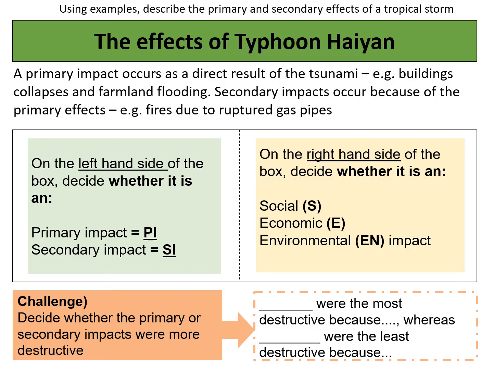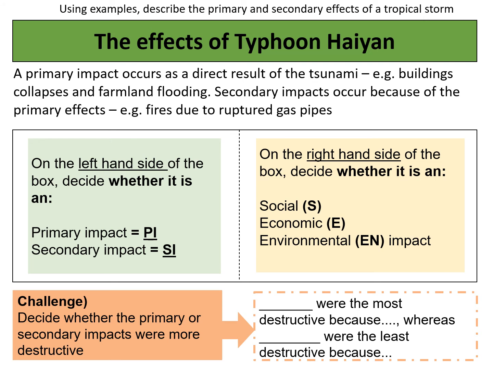Okay. So for the final bit of this lesson, we are going to look at the effects of Typhoon Haiyan. We need to categorise them into primary impacts, or primary effects, and secondary impacts, or secondary effects. A primary impact occurs as a direct result of a tsunami or a typhoon. For example, buildings might collapse or farmland is flooded.